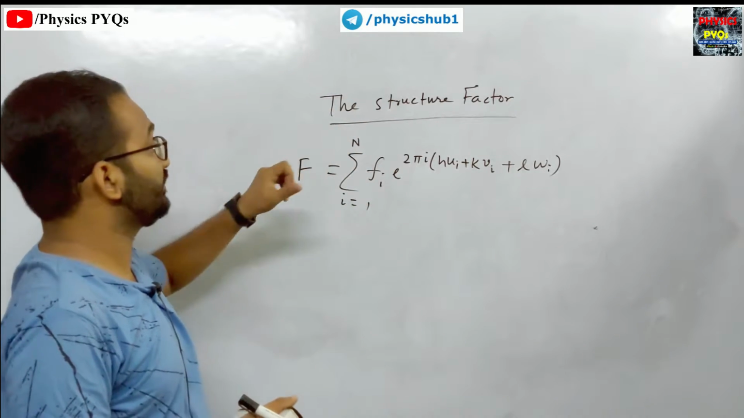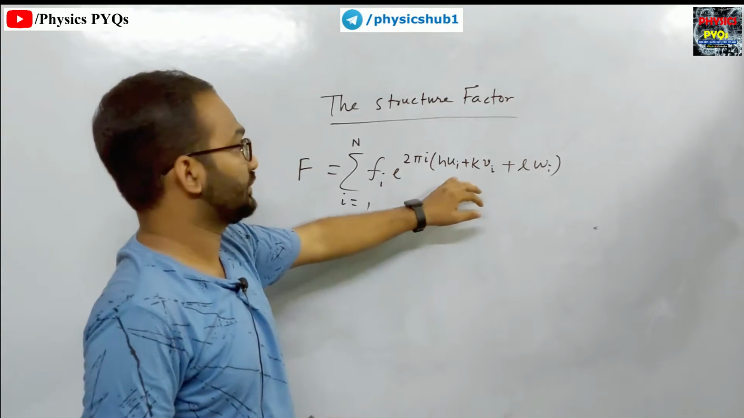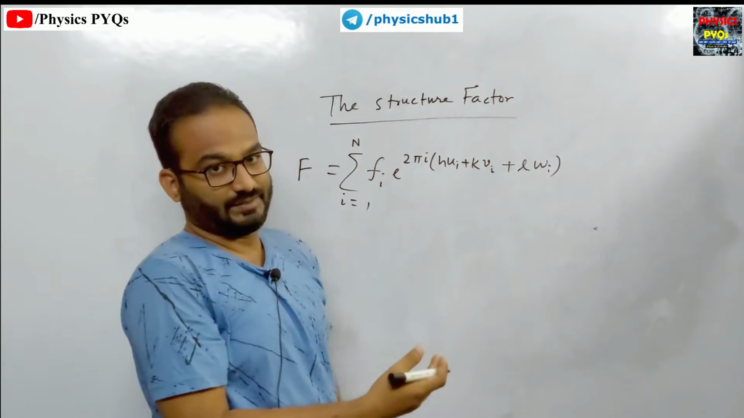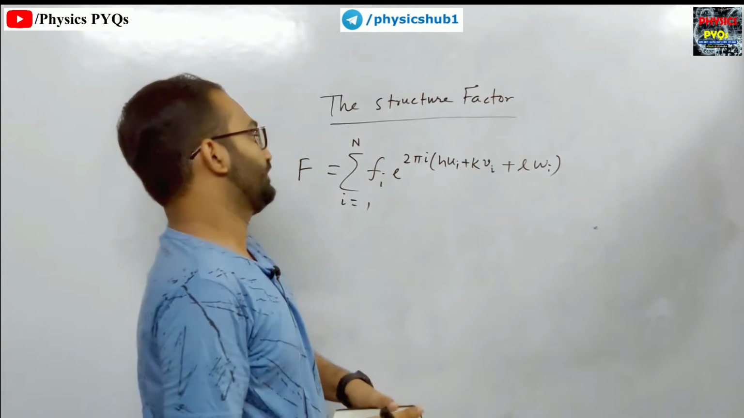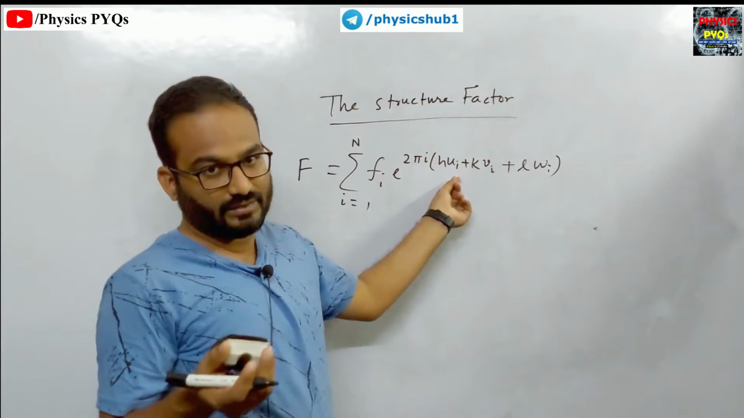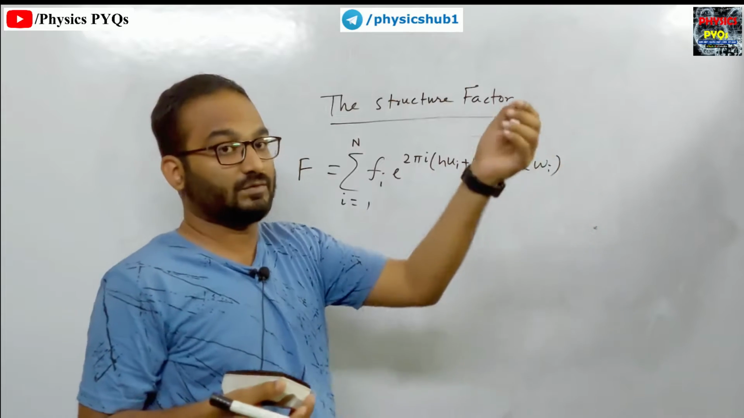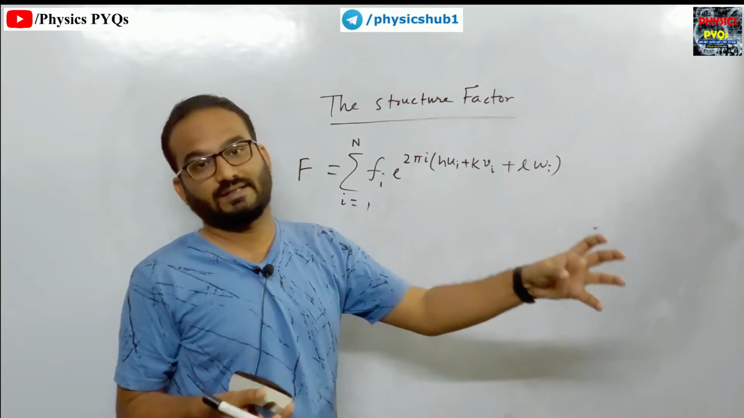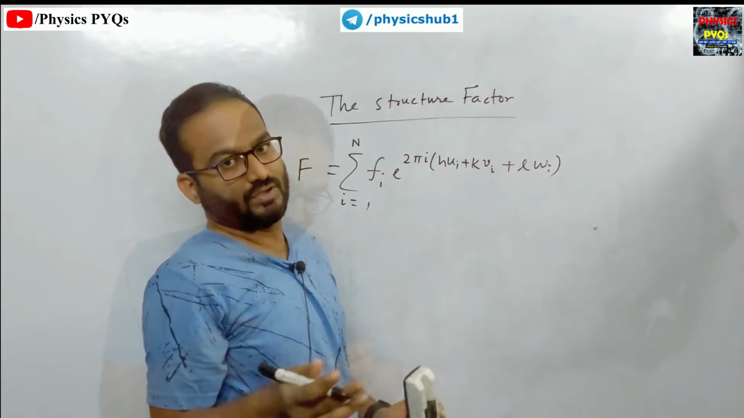Let us say n atoms are there in the unit cell. So, these are the coordinates of those atoms, u_i, v_i and w_i, and f is known as the atomic scattering factor. This will depend upon the nature of the atoms. If it is a sodium atom, its factor will be something; if it is a chlorine atom, its factor will be something else. If a unit cell has identical atoms, the value of f will be the same for all of them.